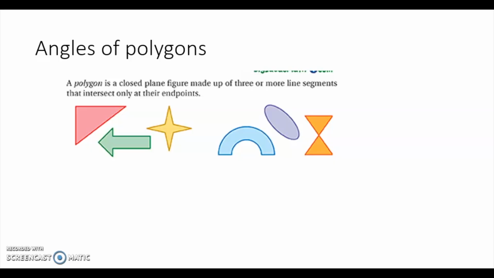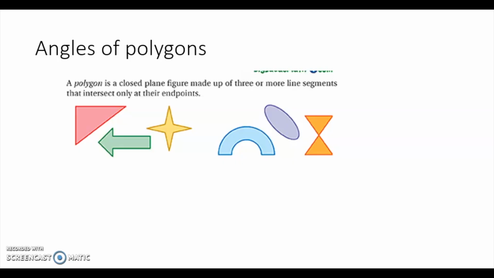Hi students, today we are going to look at angles inside of polygons and how to find their sum. So the first thing we want to know is what is considered a polygon. We've got some shapes up here, and some of them are polygons and some of them are not. It's important to notice that polygons consist of 3 or more line segments, and they're closed figures.